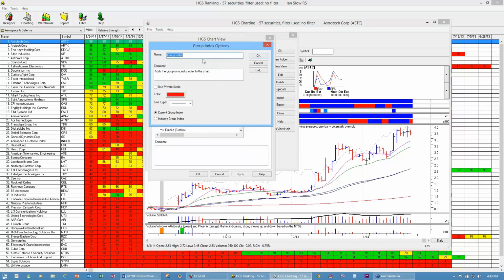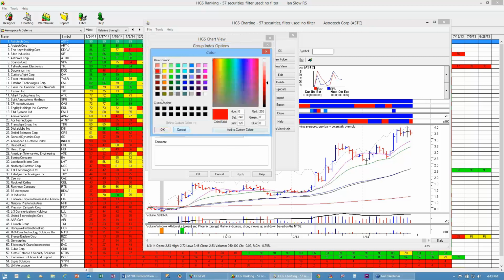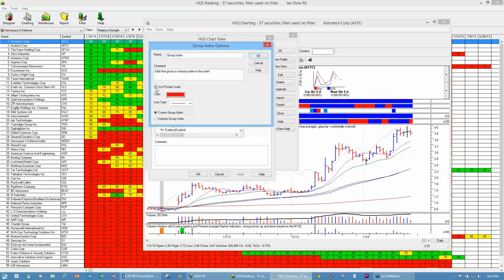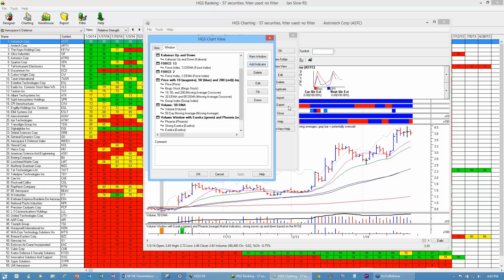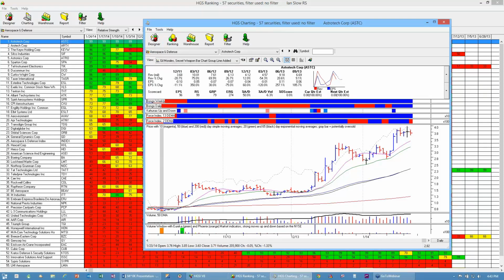That will bring this up. I changed the color to a dark gray, and I selected use private scale. You have to use private scale. And then select the industry group index because you want the industry group. Now that's all there is to it, and then you apply it to show up in the chart.